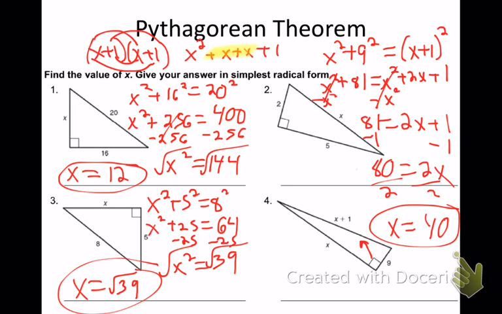So if I were to plug that one in here, I would have 40, 9, and 41. And if you were to check that out, that is correct. 9 squared plus 40 squared does come out to 41 squared. Okay, so 4 is kind of the tougher part of this. There's a little more algebra and work along with that.